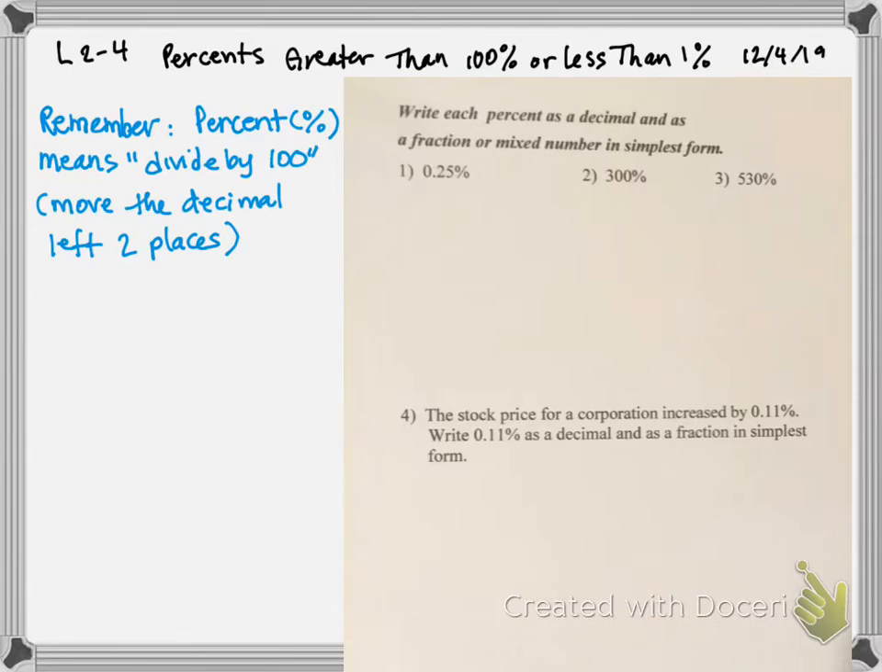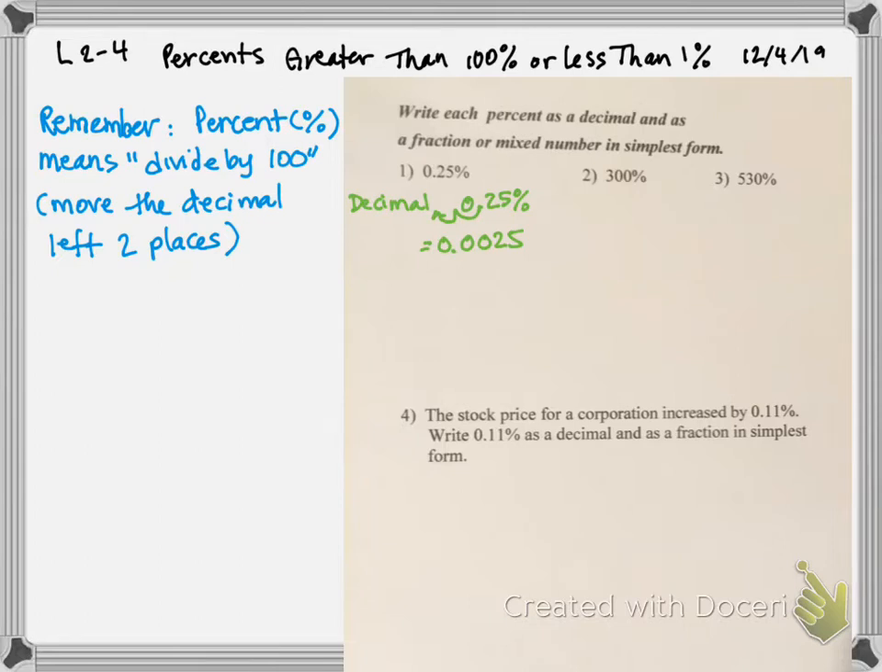So write each percent as a decimal and as a fraction or mixed number in simplest form. So the best thing to do is decimal first. Now you might say, wait a second, it already has a decimal, I'm done. But no, it's a percent. So in order to change it to a decimal, we're going to divide by 100. Now notice I have a blank spot, so I'm going to fill that in with a 0. So I get 0.0025 or 25 10,000ths.